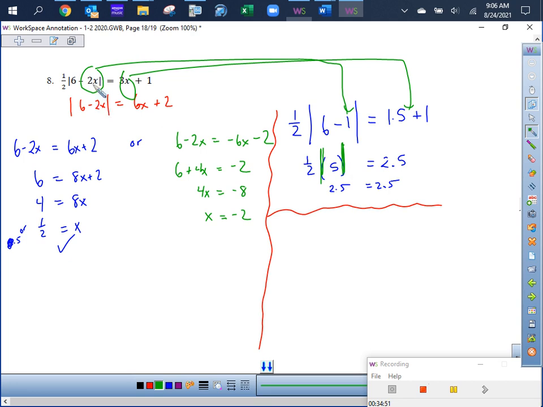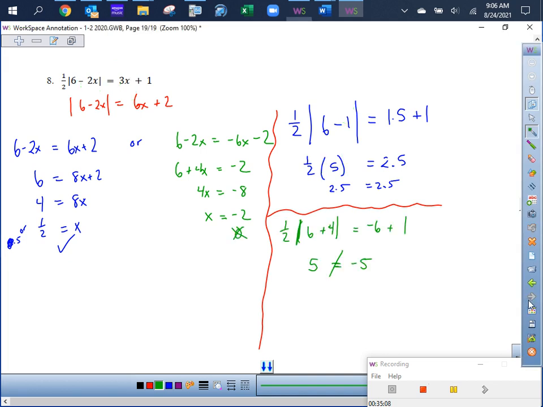So I sub in, and by putting 0.5 or 1/2 in for x, this becomes a 1. This becomes a 1.5. Don't move stuff from one side to the other anymore. Clean up the left side, clean up the right side, and it worked. I got 2.5 equals 2.5. Similarly, by putting -2 in for x, it did not work for me in this case.